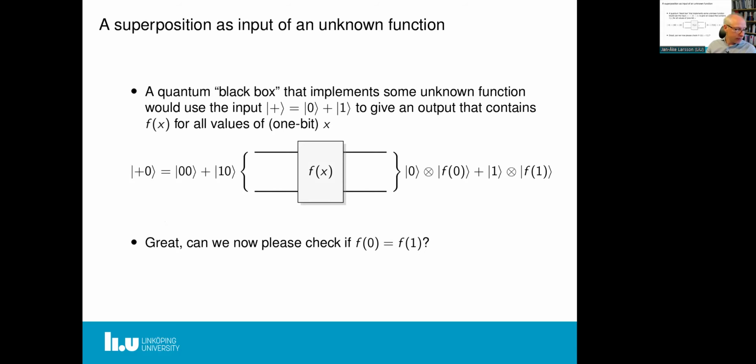So if you now have a function that operates on your input, you could in principle calculate the function output for every value of the input. And now the next question is, can we check if the function values are equal or if they are different? In this simple case, equal function values would mean the function is constant, and different function values would mean the function is balanced.